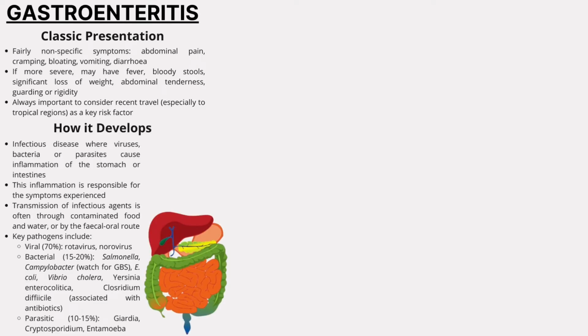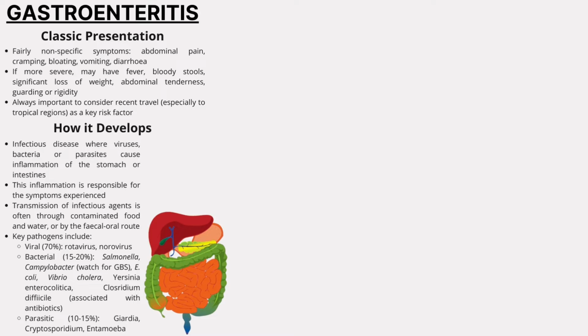So, what exactly is gastroenteritis and how does it develop? Essentially, it's an infectious disease where viruses, bacteria, or parasites cause inflammation of the stomach or intestines. This inflammation is responsible for the symptoms. Transmission of infectious agents is often through contaminated food and water, or by the fecal oral route.